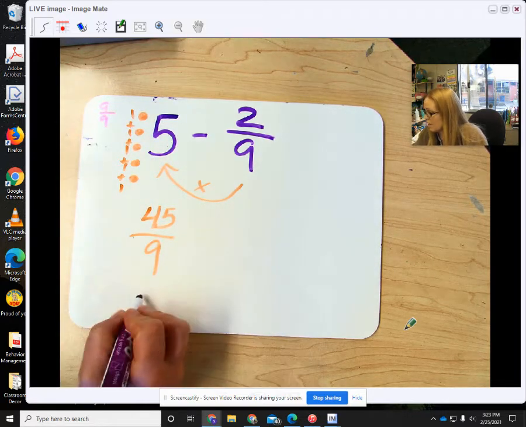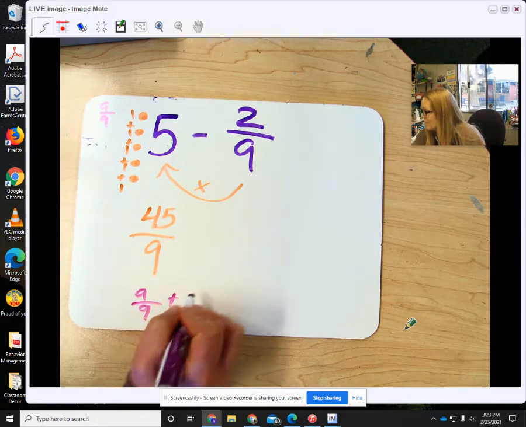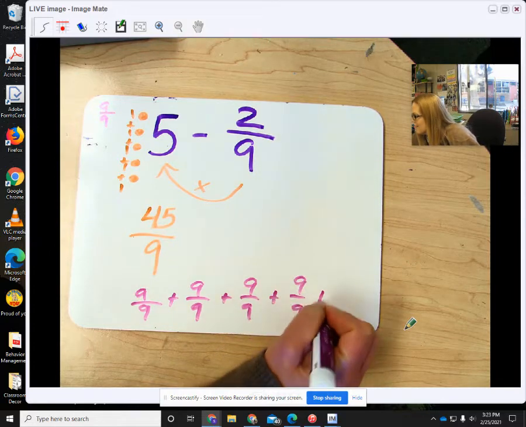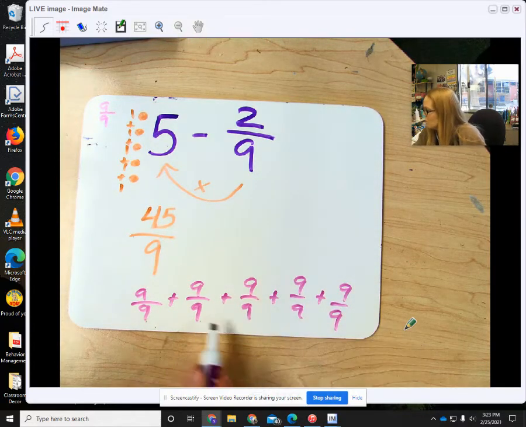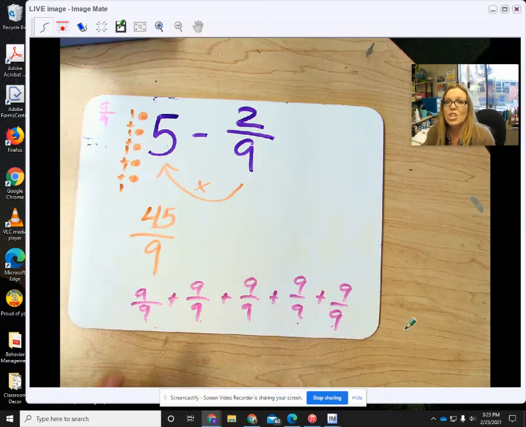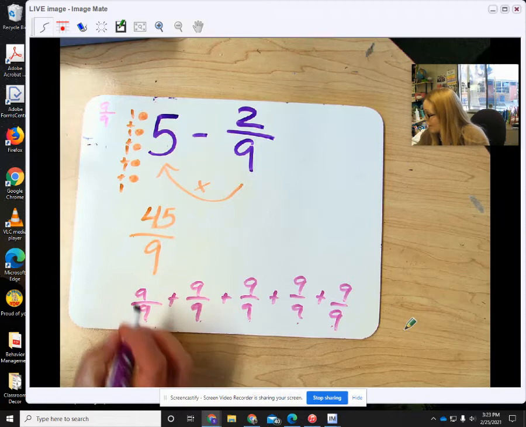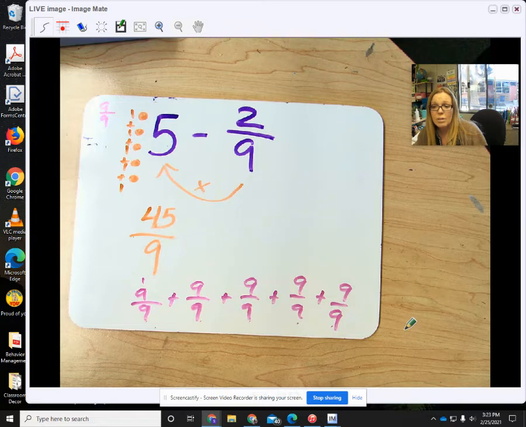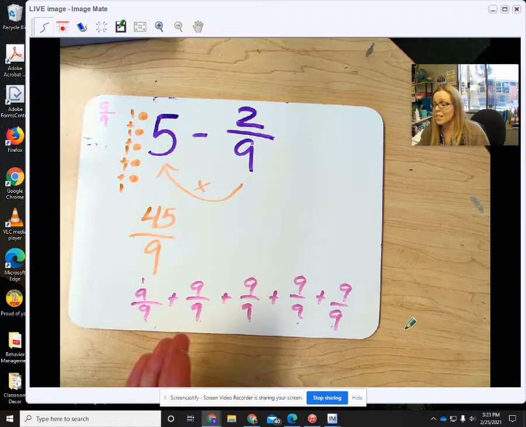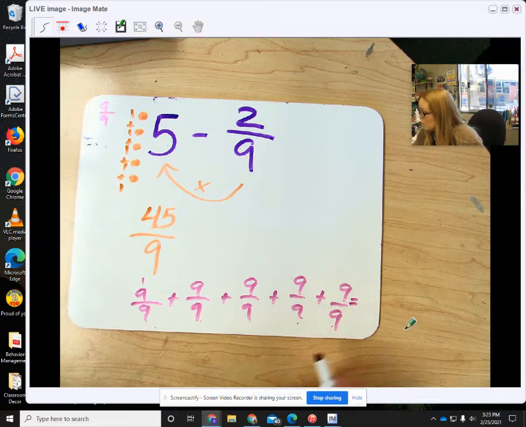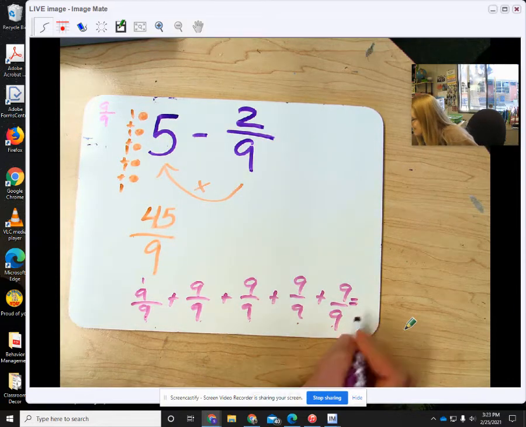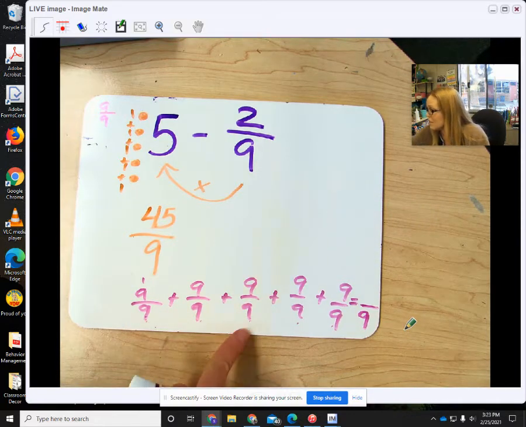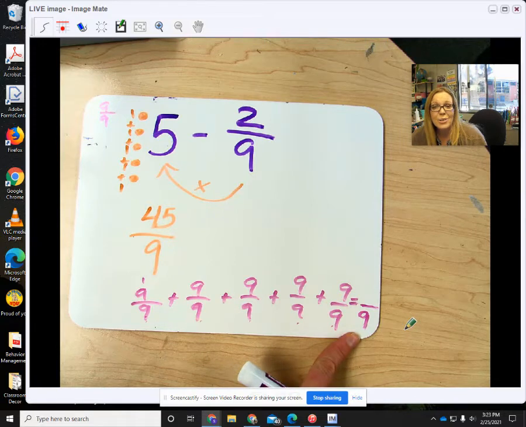Let me write it down here. I could write it as 9 ninths plus 9 ninths plus 9 ninths plus 9 ninths plus 9 ninths, right? 1, 2, 3, 4, 5. If each of those equals 1, that's equivalent to 1 plus 1 plus 1 plus 1 plus 1, that would equal 5 total. So that's the same as 9 ninths, and therefore, if I were to follow my fraction rules, my denominator stays the same. When I'm adding like fractions, I can add these because they all have the same denominator. So that my answer is also going to be a ninth.